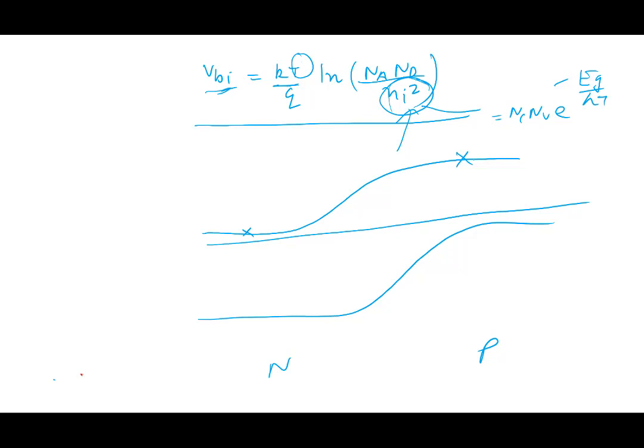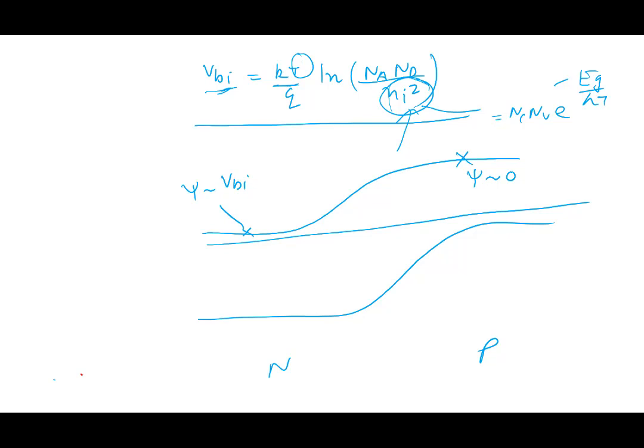As I said, it doesn't really matter what you take as a reference. So for example, this is P, and I can arbitrarily call this psi equal to 0. Psi equal to 0. Then what is psi here? VBI. So I know the potential.